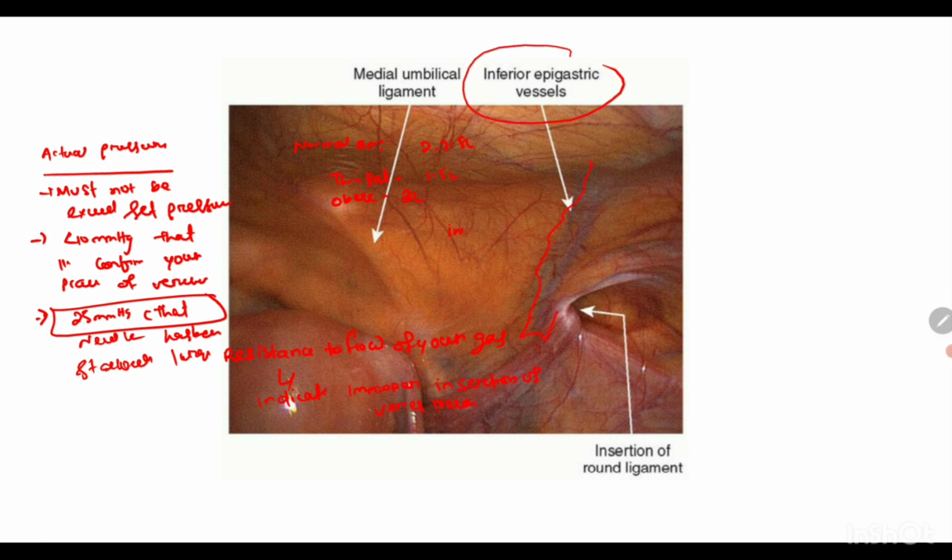This is the inferior epigastric artery. This is the insertion of the round ligament. You can see the uterus. From the uterus, the round ligament goes inside the inguinal canal, that is the superficial and deep inguinal rings, and the medial umbilical ligaments.